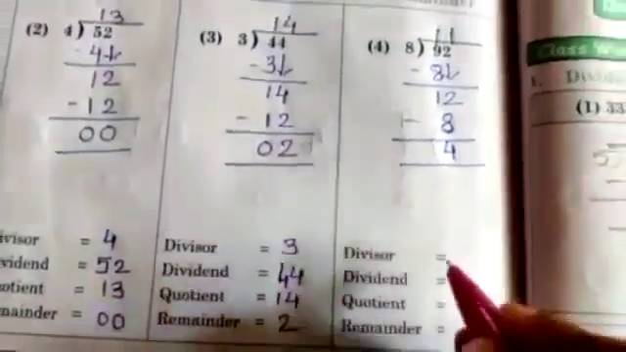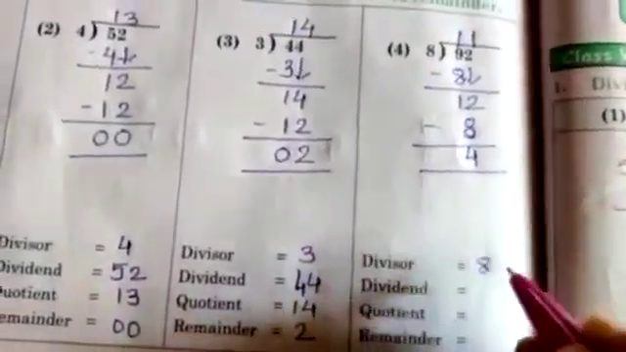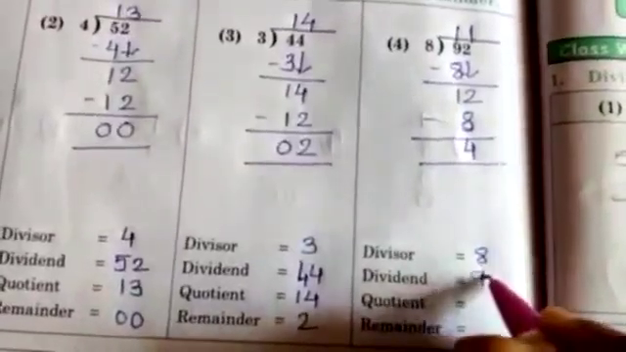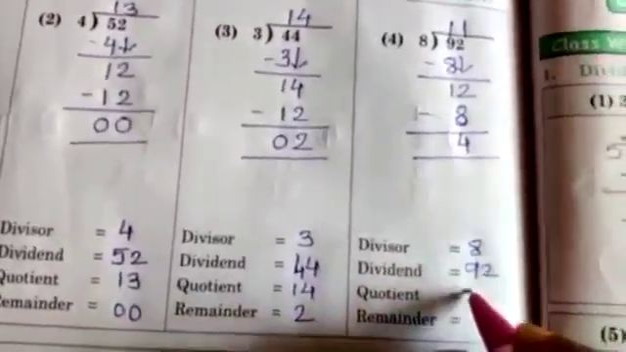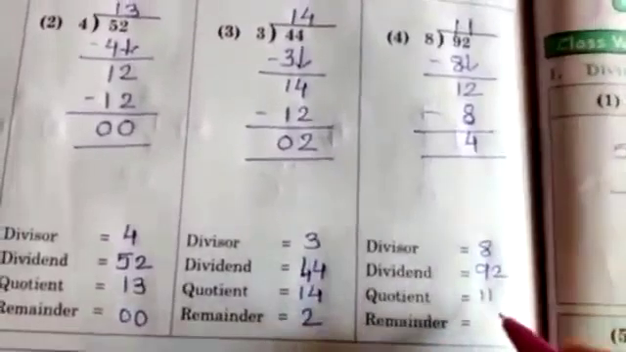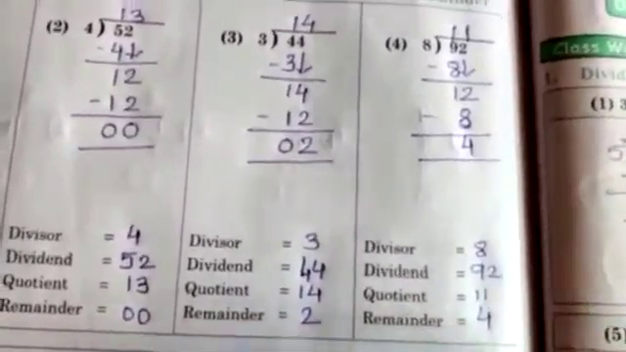Now your divisor is 8, dividend is 92, quotient is 11 and remainder is 4. Okay.